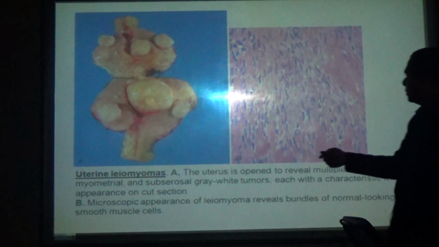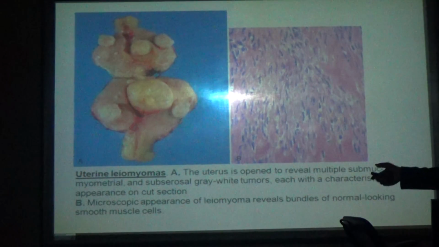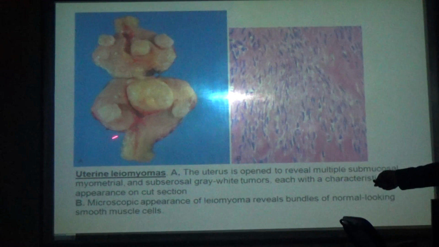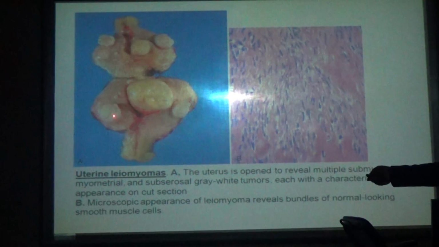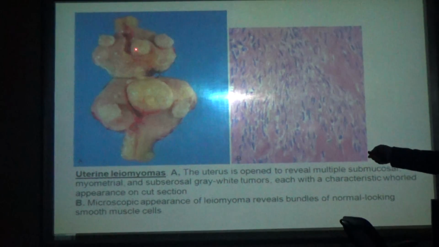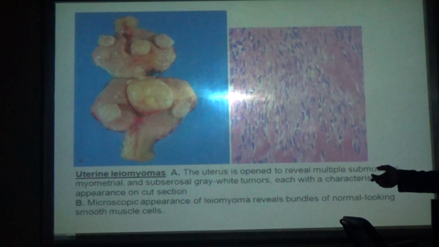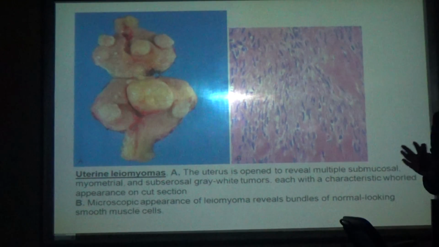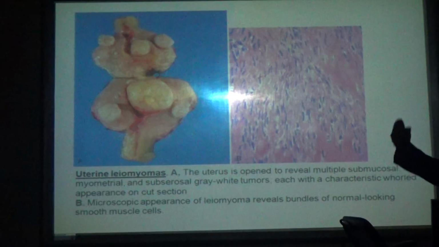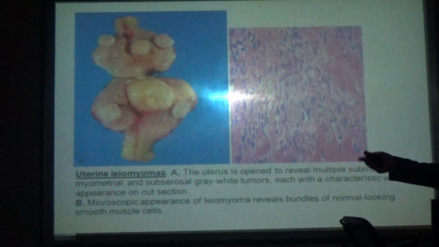You got it? Yes. Leiomyoma can occur anywhere. If it occurs here in the mucosa, we call it submucosal. If it is in between, from mucosa to muscle, we call it intramural. If it is in the serosa, we call it serosal leiomyoma. There are three types, but there is no particular significance. It can occur anywhere in this part.